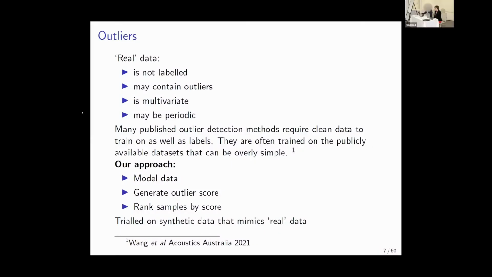So what we're doing here is we're thinking, well, real data isn't labelled, may or may not contain outliers, is multivariate, may well be periodic. And a lot of the published outlier detection methods require clean data to train on. They assume, OK, we have this beautiful, perfect thing we can train our model on, then everything that looks different after that, well, our model can spot it. And that's great. Works really well on what it's trained and tested on. Machine learning algorithms, however, really haven't caught on in condition monitoring because they don't work very well. They're often trained on publicly available data sets that can be very much overly simple.